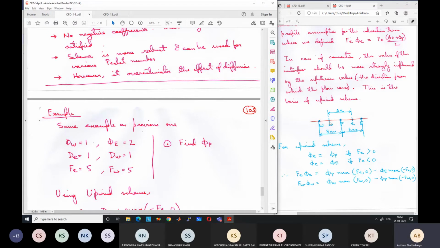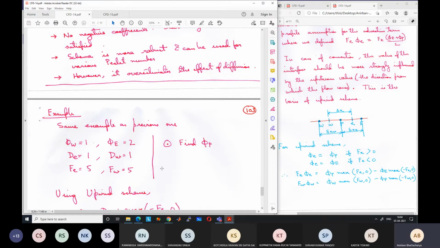So at the interfaces, diffusion coefficient is given to us. Remember that we can always calculate diffusion coefficient based on diffusivity gamma and the geometrical parameter delta x. So dE is equal to gamma E by delta x E and dW is equal to gamma W by delta x W. And how will you find the values of gamma at east and west? By using harmonic mean, as we have studied earlier.